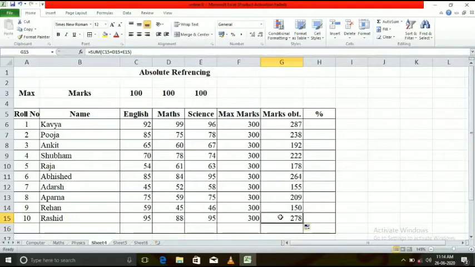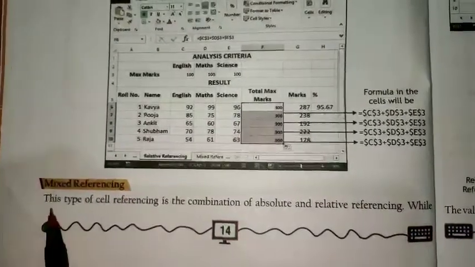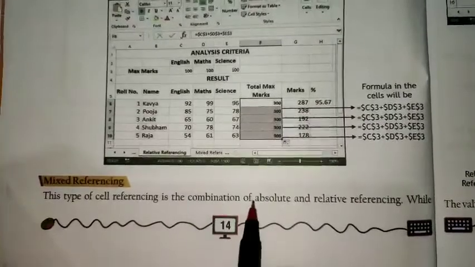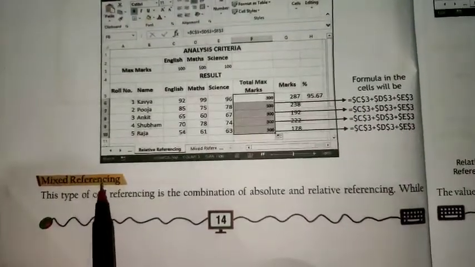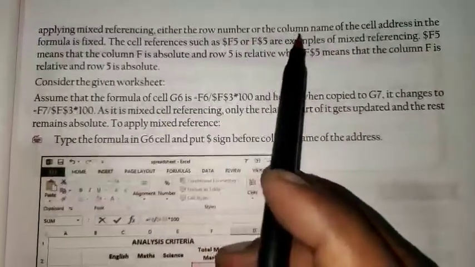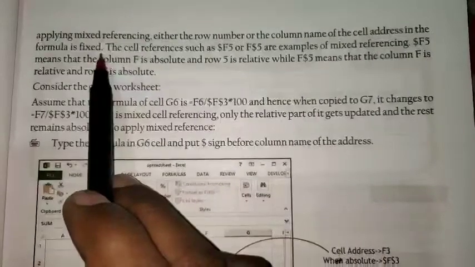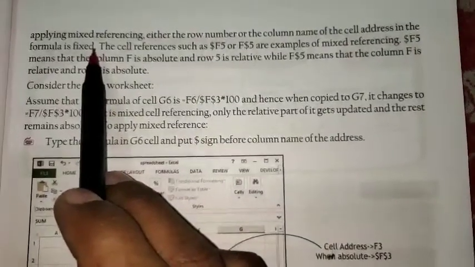Let us see now the next topic, that is mixed referencing. When absolute as well as relative are mixed together, that also we will learn by using this type of practical work. Now our next topic is mixed referencing. Here it says that this type of cell referencing is a combination of absolute and relative referencing. It means that mixed referencing is the combination of both the absolute as well as relative referencing. While applying mixed referencing, either the row number or column name of the cell address in the formula is fixed. It means we have to use both the referencing, that is relative also, and absolute also.